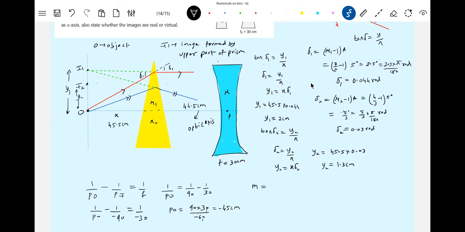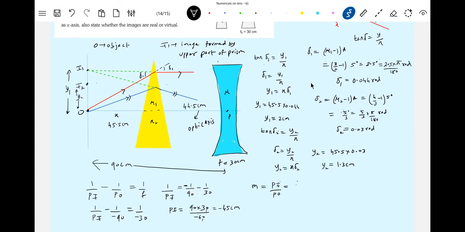So magnification, how do we define it? PI by PO. Only the symbol changes: 1 by V minus 1 by U equal to 1 by F. The object is at a distance of 90 centimeter. Focal length is 30, as a diverging lens, -30. Solving this.